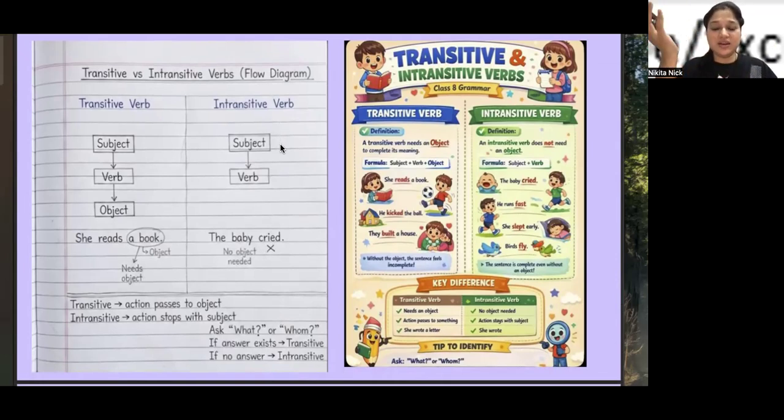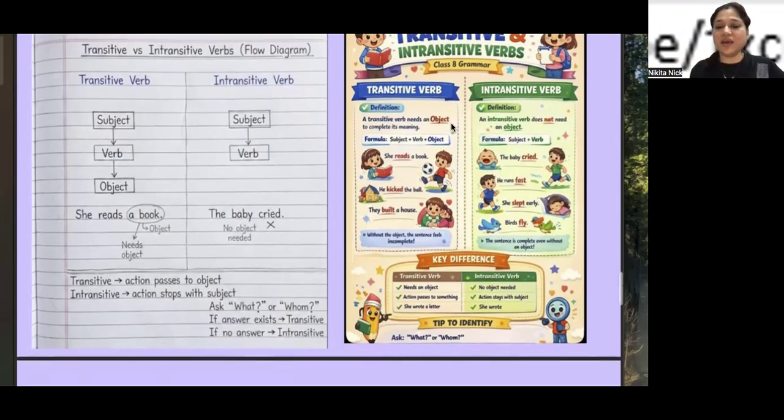And to know the indirect object, you have to ask for whom, to whom. So if the answer exists as the object, that is transitive. If no, then it's intransitive. You can see this example here. He kicked the ball. They built a house. She reads a book. Subject plus verb plus object.